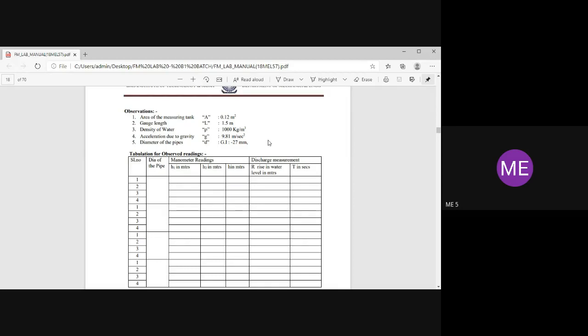Even in major losses, in the exam you are going to get only one pipe, you remember. Even though there are four pipes, in the exam you are going to take the readings for only one pipe, either 23, 25, 27 or PVC pipe. But for minor losses you are going to take 27 straight pipe and 27 bend pipe. So first you note down the observations.